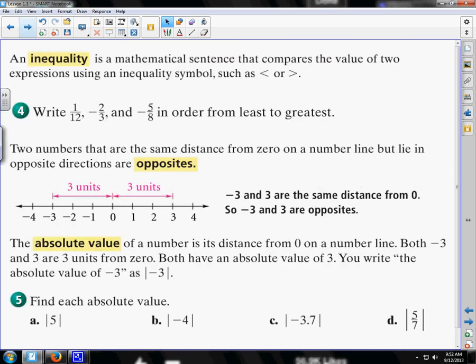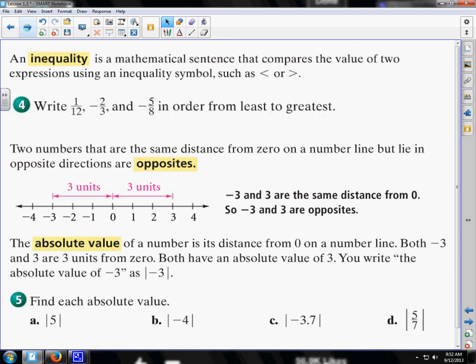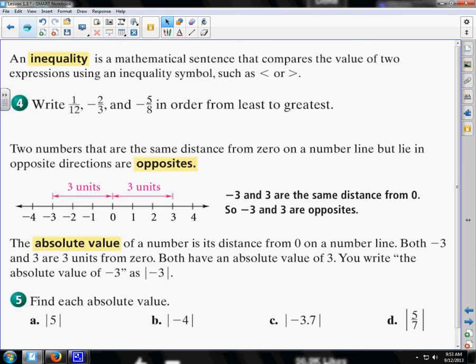All right, 3 more definitions, and then we're done with the vocab for this section. An inequality, these are all pretty simple. An inequality is a mathematical sentence that compares the value of 2 expressions. So, what they want you to do in this lesson is to write these fractions, 1/12, -2/3, and -5/8 in order from least to greatest. So try this problem, push pause, and then we'll go over it.